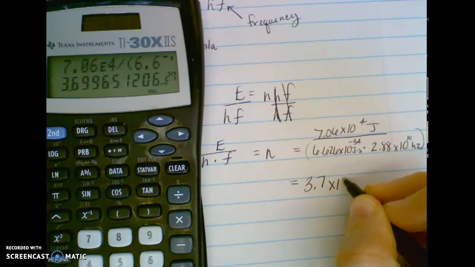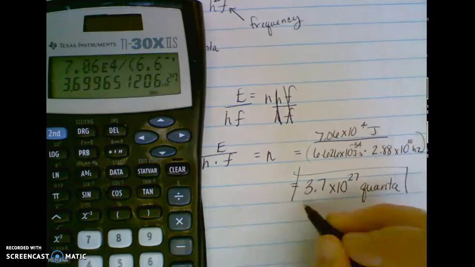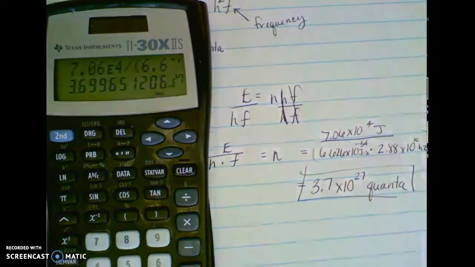And that represents my quanta. Okay, and the joules cancels with joules, the seconds cancels with the hertz, which is per second, so that's why quanta doesn't really have any units. So that is that. Hopefully that helps with that problem in your homework.